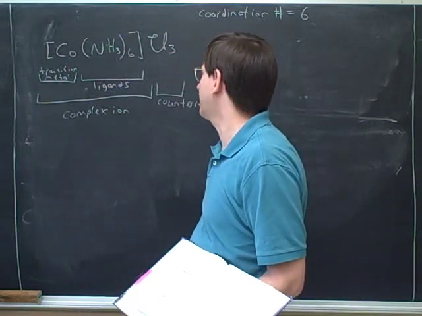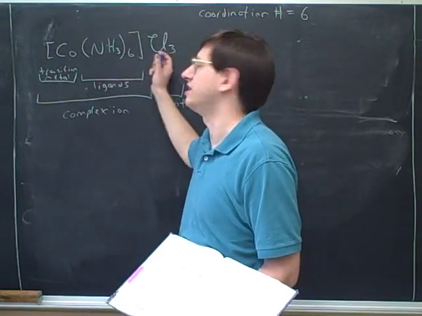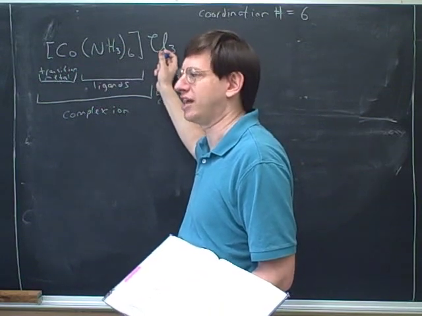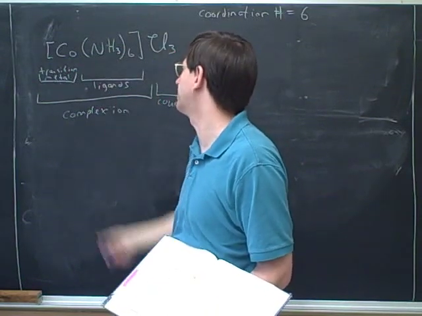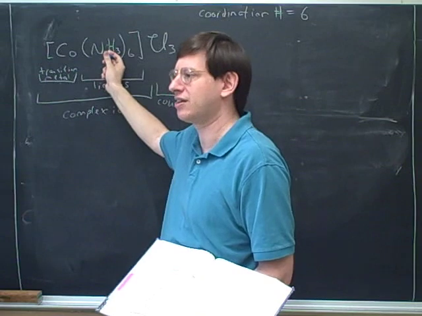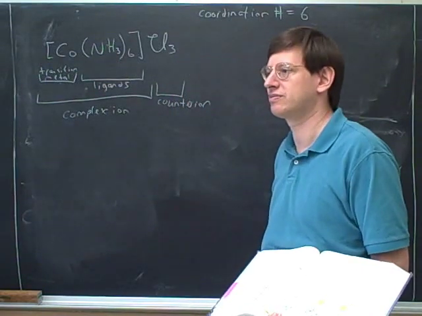The one mistake you wouldn't want to make is to say that the coordination number here is 9, because we're not counting these 3 chlorines outside of the brackets. The only things we count as ligands are the things inside the brackets. So the coordination number here is 6.